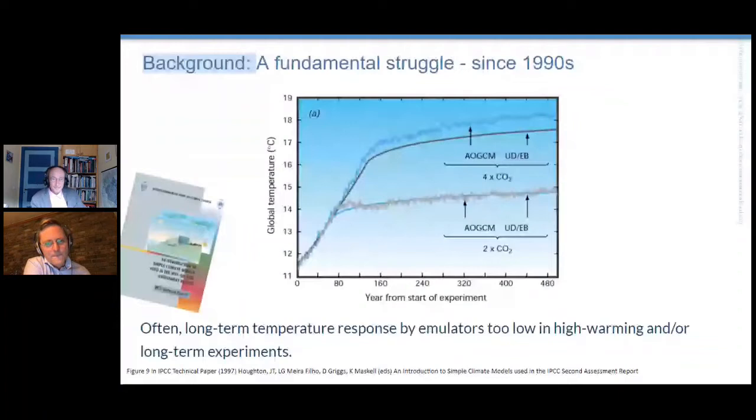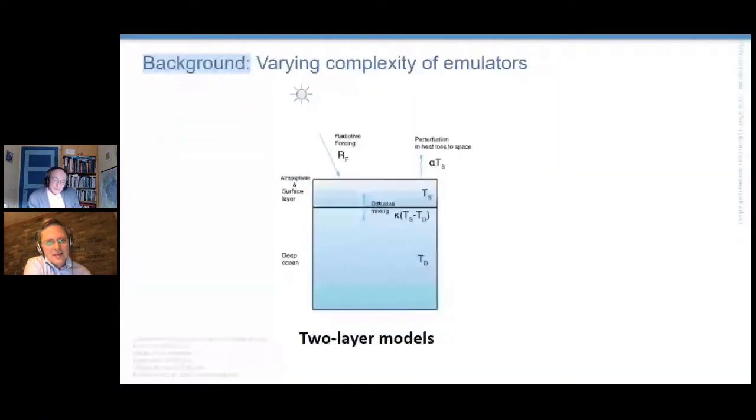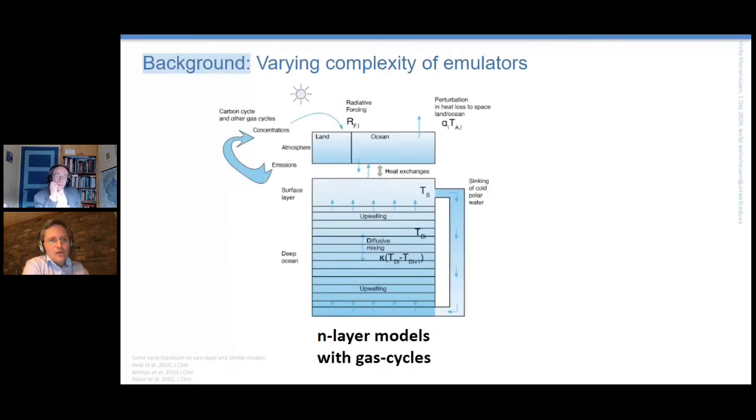Next slide. So the model structures can differ from a very simple two-layer model that can do surprisingly well, and it's really just a top ocean layer and a bottom ocean layer. That is what we will see in many publications and also in the Working Group 1 report, because it does surprisingly well for timescales up to 2100, etc. And you can go to the other end, which is, for example, a 50-layer model with lots of gas cycles. For example, the MAGICC model is a 50-layer model. Not that every layer brings you additional gain, but that is roughly the complexity of these reduced complexity climate models. Next slide.